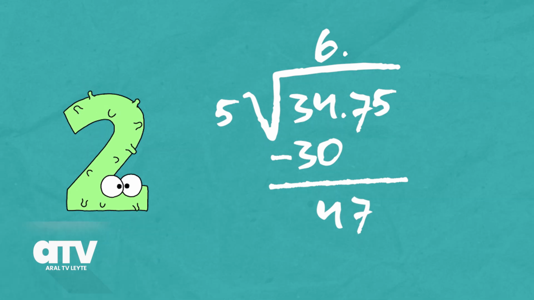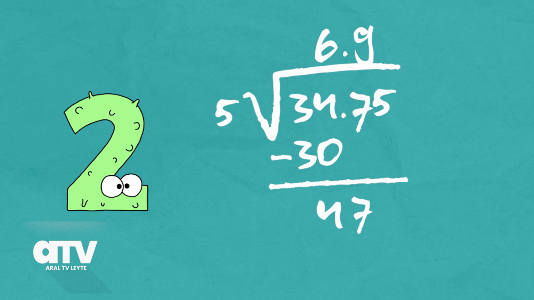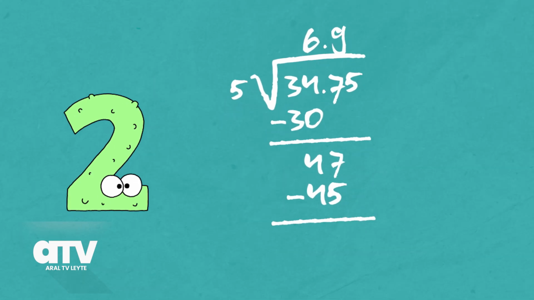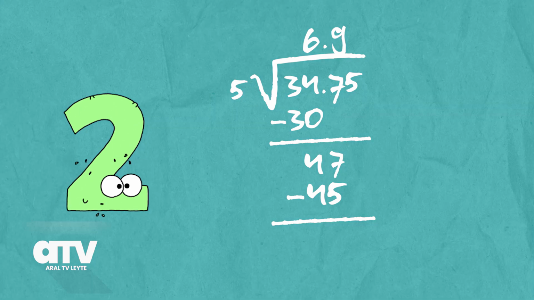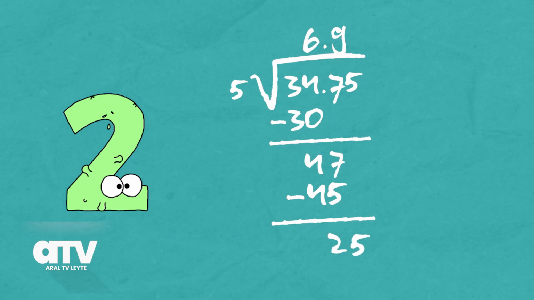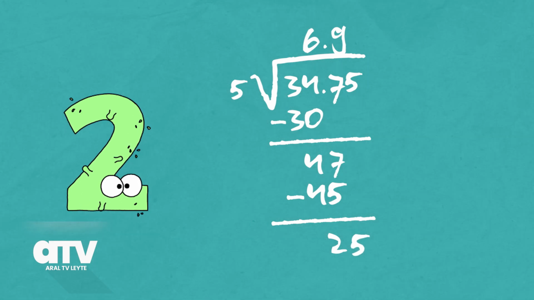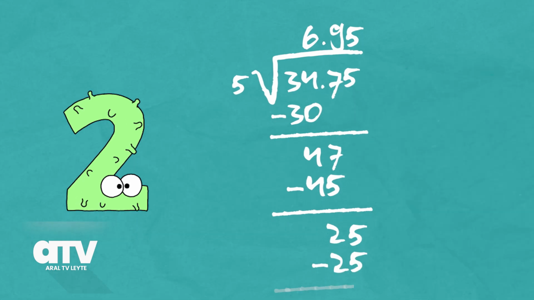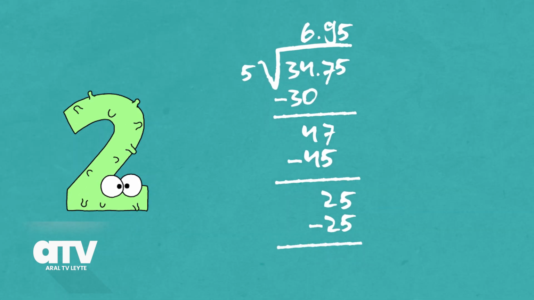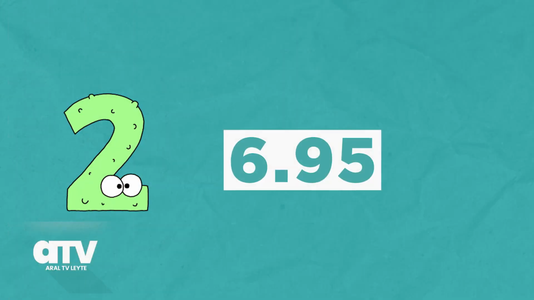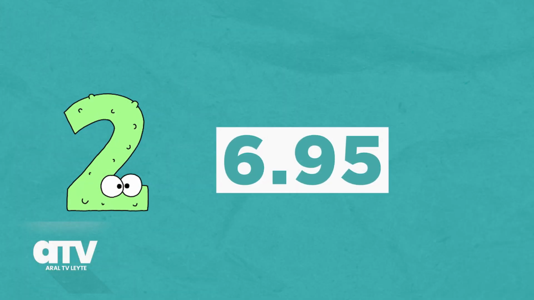47 divided by 5 is equal to 9. 9 times 5 is equal to 45. 47 minus 45 is equal to 2. Bring down 5. We have 25. 25 divided by 5 is equal to 5. 5 times 5 is equal to 25. 25 minus 25 is equal to 0. The quotient is 6 and 95 hundredths. Great job, kids!